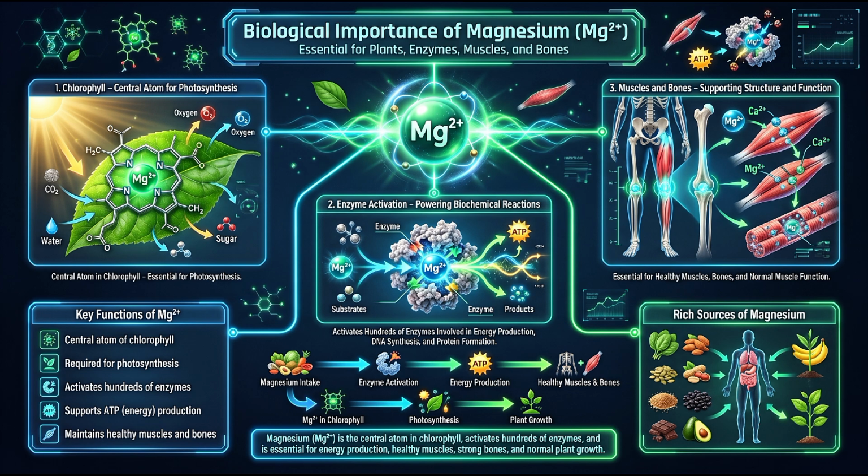Another essential function of magnesium is supporting cardiovascular health. Magnesium helps regulate the electrical activity of the heart muscle, ensuring a normal heartbeat. It also assists in relaxing blood vessels, improving blood circulation, and maintaining healthy blood pressure. Magnesium works closely with potassium and calcium to coordinate the contraction and relaxation of cardiac muscle cells. An adequate magnesium intake therefore contributes to maintaining normal heart rhythm and overall cardiovascular function.